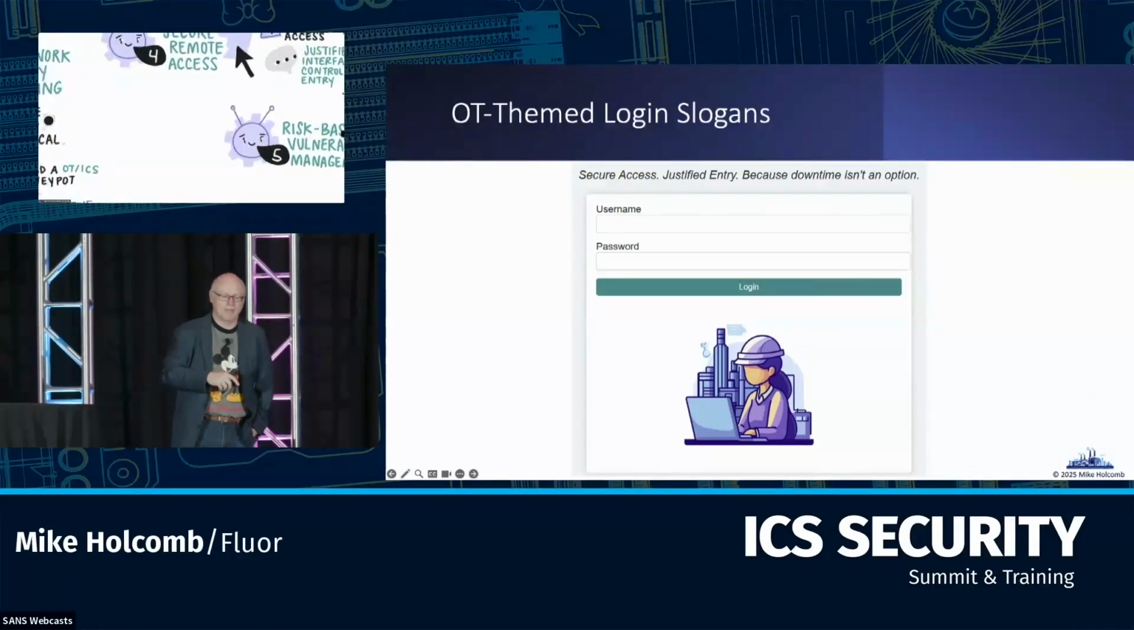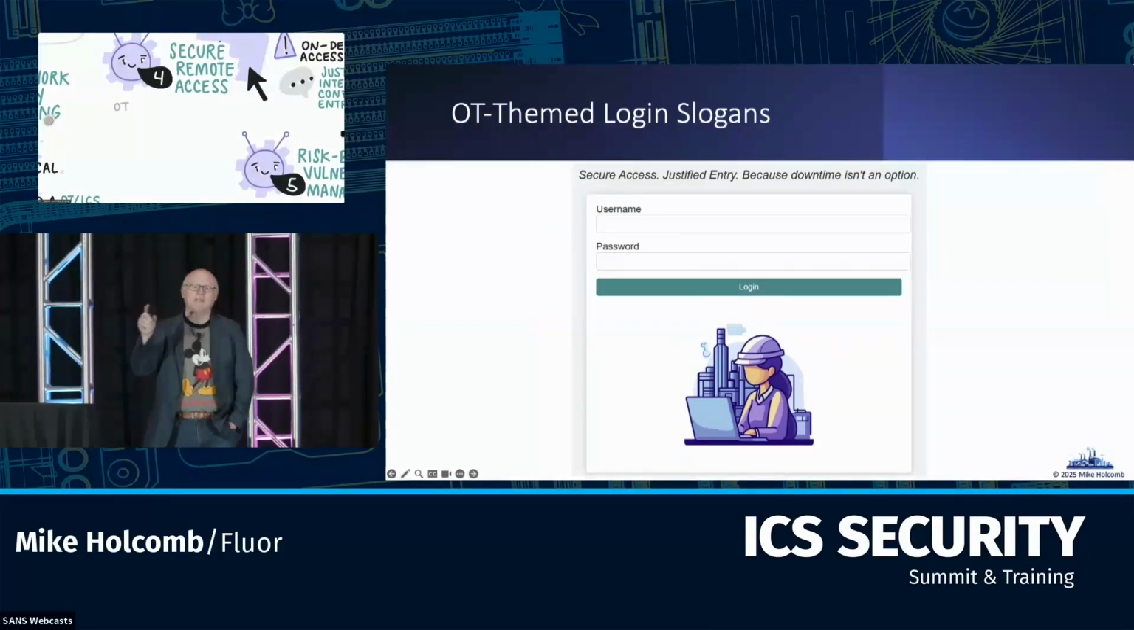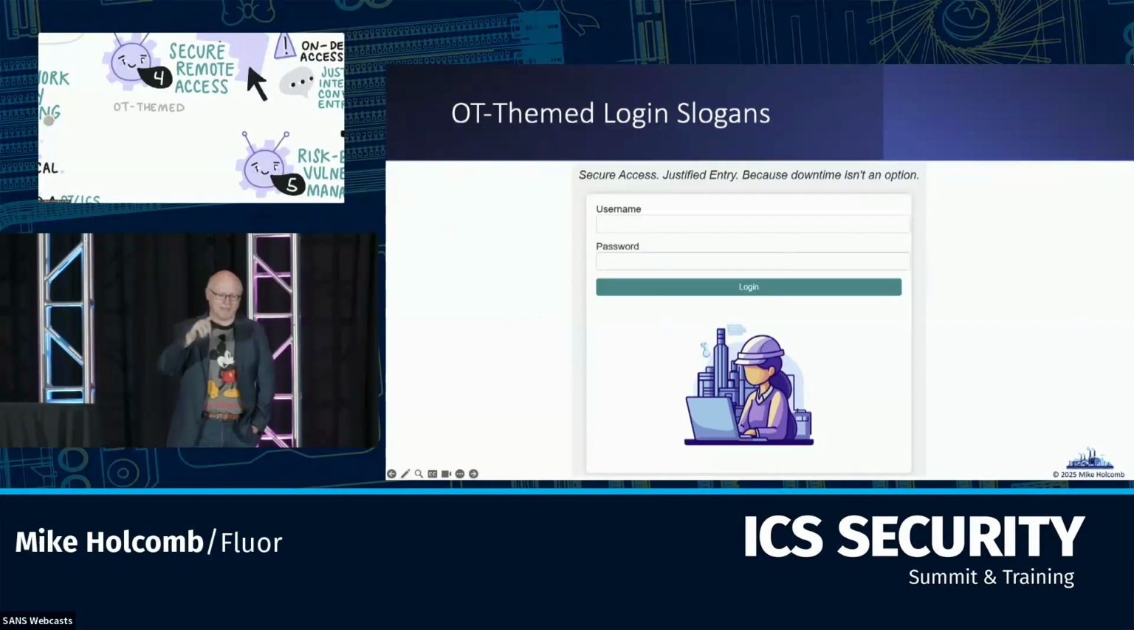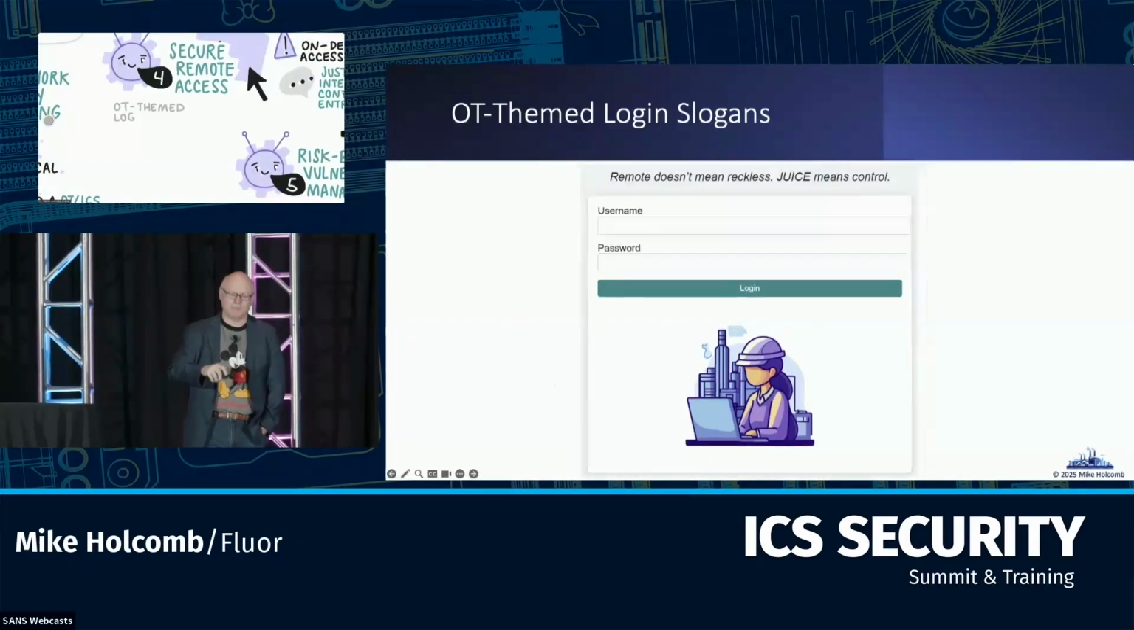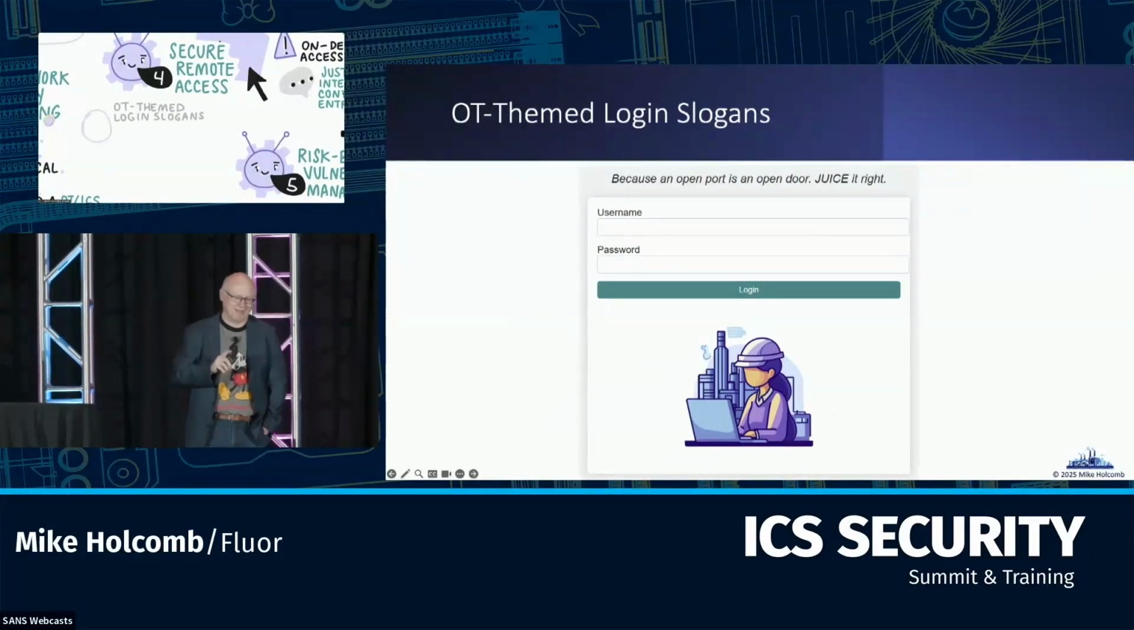I added the graphic. And it's actually like Metasploit, right? If you've ever run Metasploit, it comes up with a different slogan every time. So you can see like "secure access, justified entry because downtime isn't an option," or "remote doesn't mean reckless, juice means control." That's actually not bad. The last, I have no idea what, "because an open port is an open door."